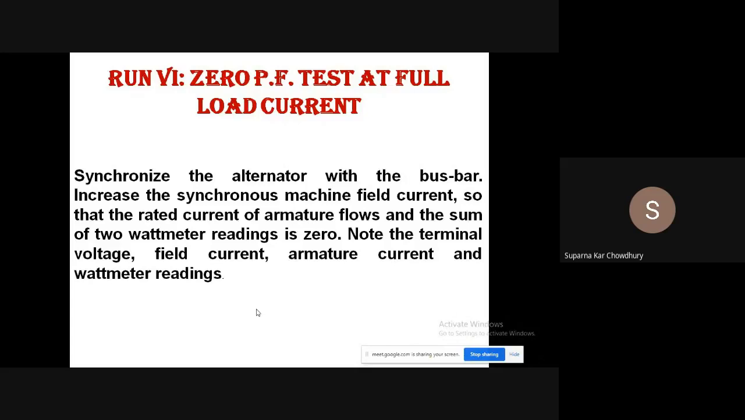Might not be impossible, but it is very difficult. So we know that by controlling the field current, we can control the power factor of the alternator when the machine is connected to the bus bar. So we synchronize the alternator with the bus bar and adjust the field current so that the rated current is flowing through the armature, and the field is adjusted so that the total wattmeter reading is 0. So the active power is 0.